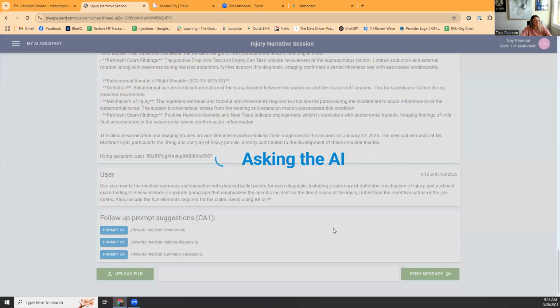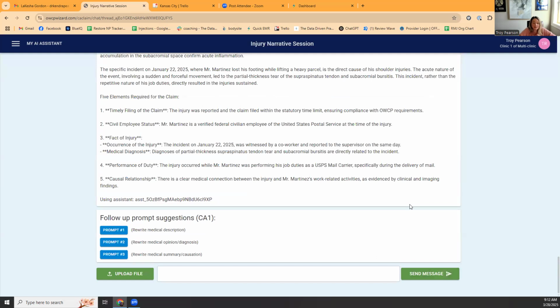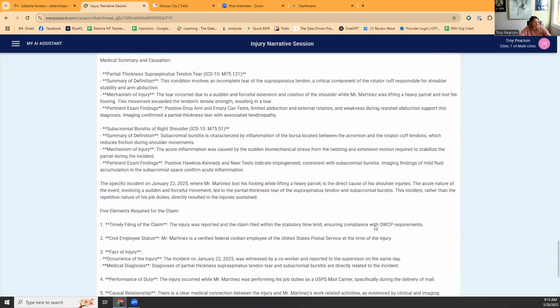So the reason I said emphasize the specific incident as the direct cause of injury rather than the repetitive nature of their job duties is because this is a CA1. And then AI was having a habit of, it just kept saying, oh, repetitive nature. And it would confuse the claims examiner, and then you'd get a denial or a request for more information saying it wasn't clear that this was a CA1. So we want it to be clear that this is a CA1. Same if it was a CA2, we want it to be clear.